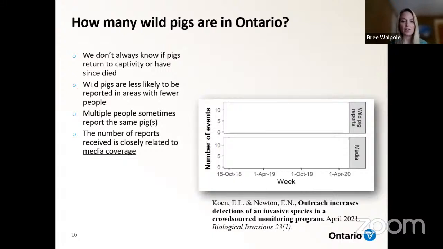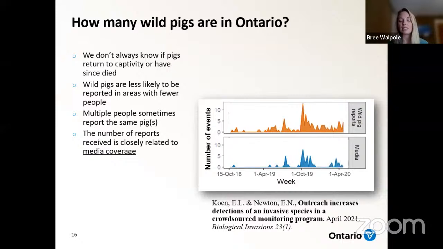What's really interesting, though, is that the number of reports or the number of wild pig sightings that we have received, they tend to be linked very closely to the presence of wild pigs in the media. So you can see in these figures, the top figure represents the number of wild pig sightings that were reported to the ministry over a given time frame. And you can see that that's closely linked to the media coverage for invasive wild pigs over that same time frame. And so if you're looking for more information on this, it is available in Biological Invasions.